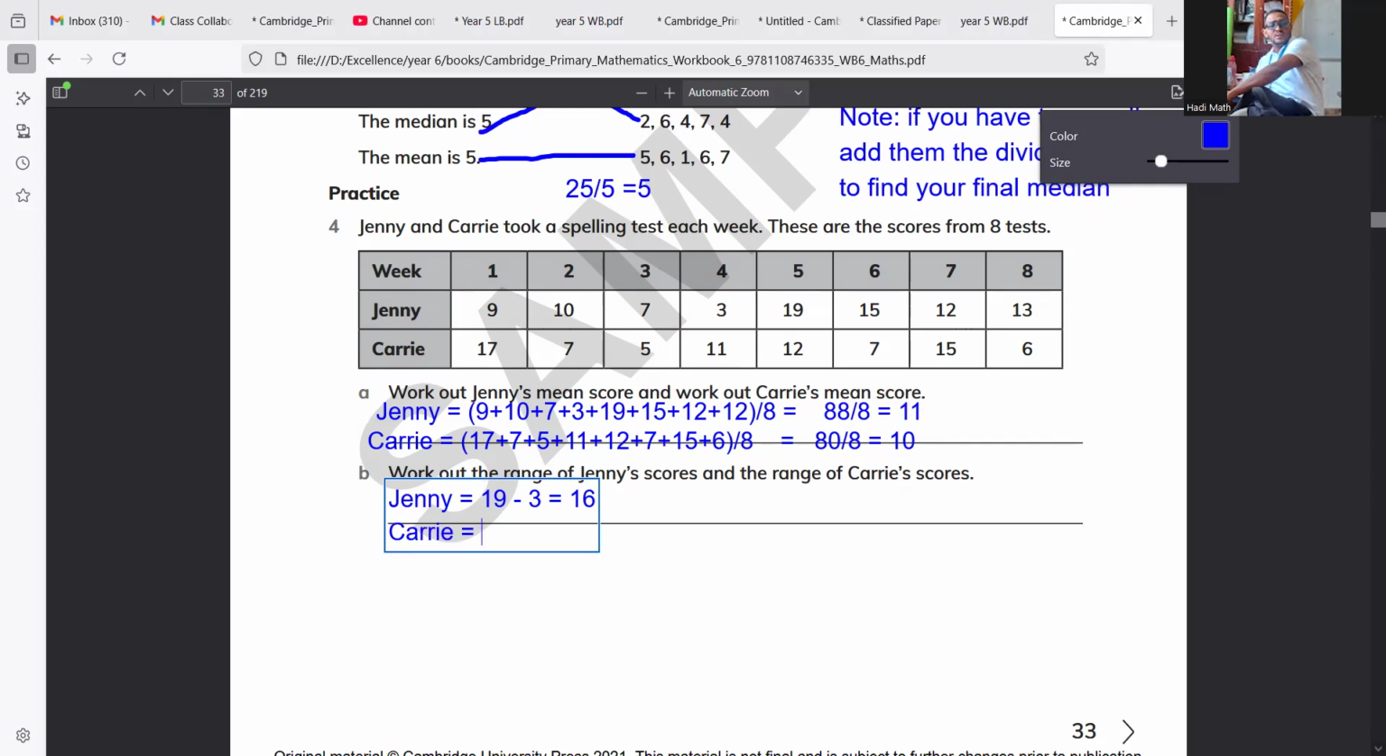And Carrie's range is equal to what? You also go through Carrie's. 17 is the greatest. So 17, minus, let's see the smallest. 7 is smallest, and 5 is smaller than 7. Okay, 5 is smaller. So minus 5, and that's equal to 12. So you're done with this one.